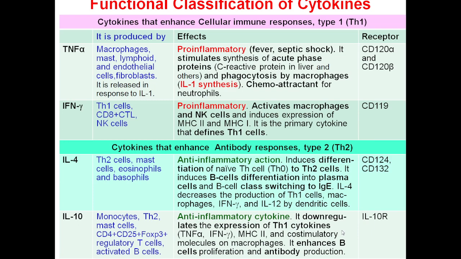Interleukin 10 decreases synthesis of MHC2 molecules by the antigen-presenting cells and decreases synthesis of costimulatory molecules in macrophages. Interleukin 10 enhances B cell proliferation and antibody production, but in principle serves as the immunosuppressing agent.